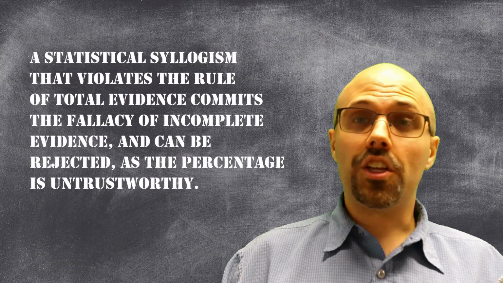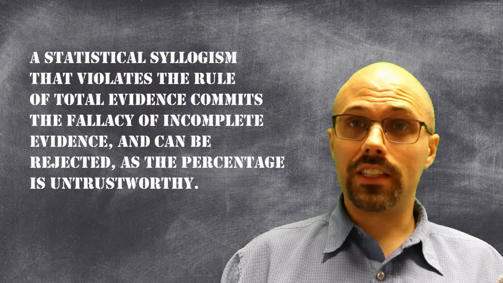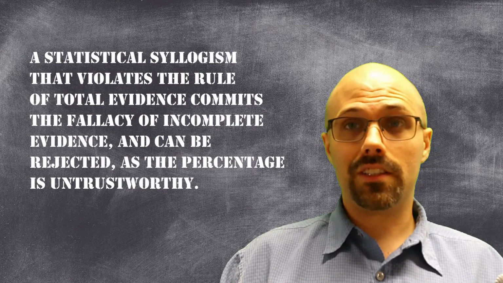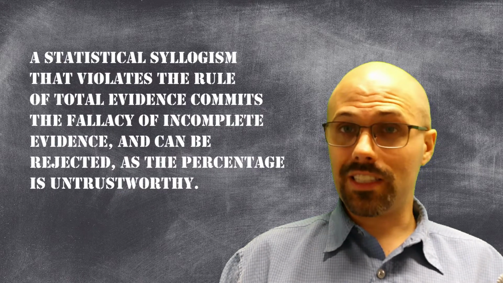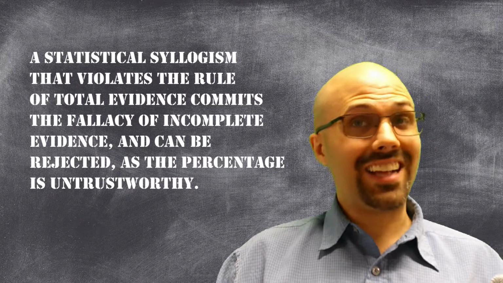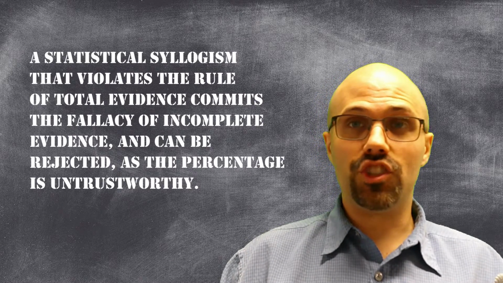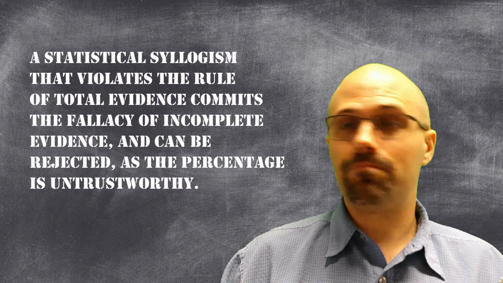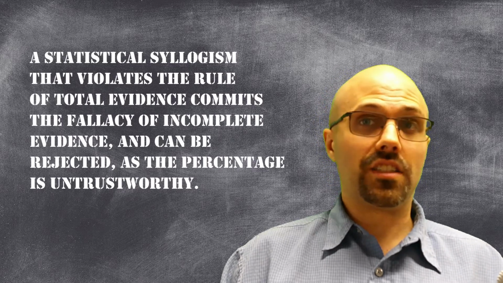We're going to say that any argument that violates the rule of total evidence commits the fallacy of incomplete evidence. And any argument that commits this fallacy, we're going to reject it regardless of how high the percentage is, because if the percentage hasn't been calculated right, it doesn't really mean much. There's no reason to really take it that seriously.